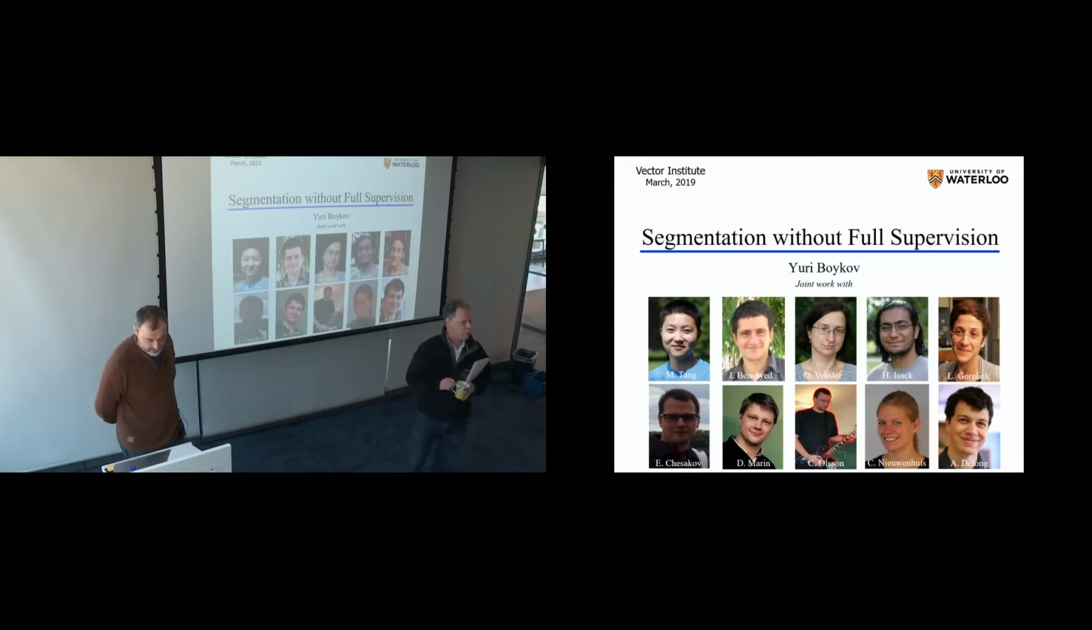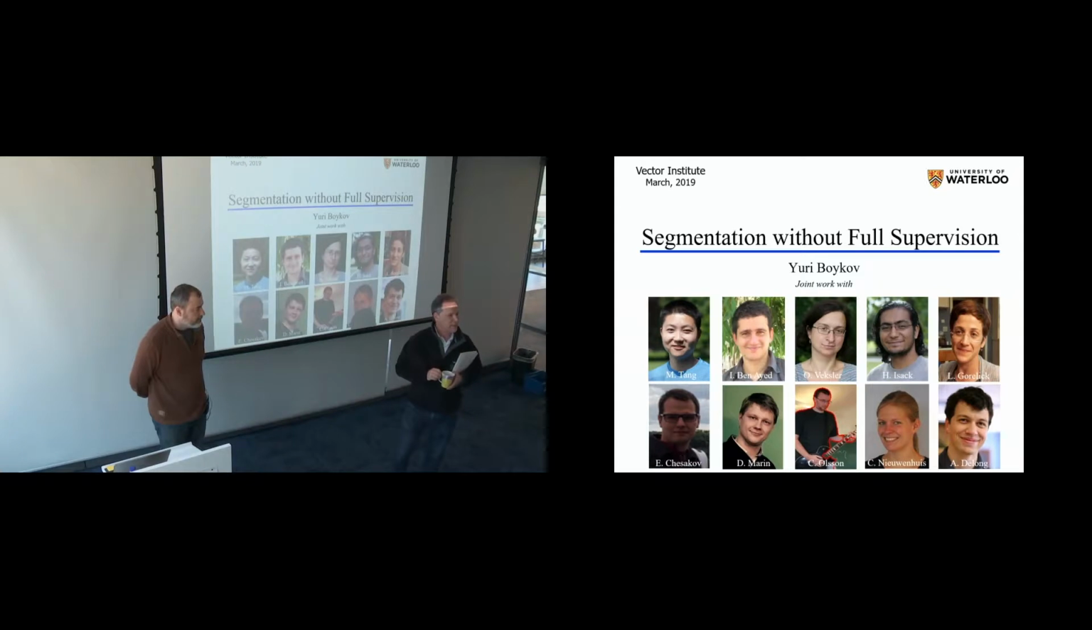He is best known for work that he did in the late 90s, in particular with Olga Veksler and Ramin Zabih, on Markov random field energy minimization using graph cuts. And that is work for which he also won the Helmholtz Prize, which is one of the two most prestigious prizes in computer vision. He won the Helmholtz Prize in 2011, if I got that right. So it's a great pleasure to have him here today, and he's going to talk about segmentation. So take it away.